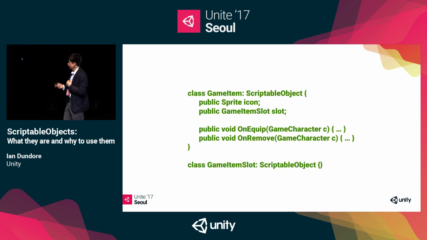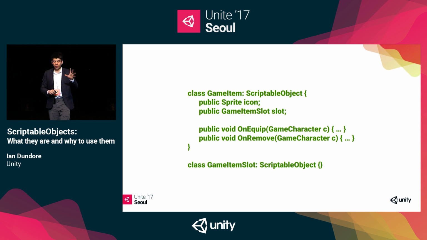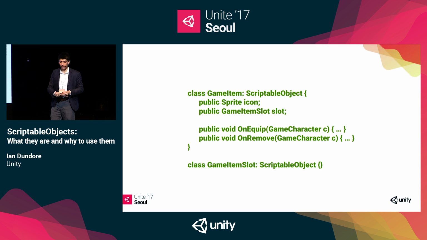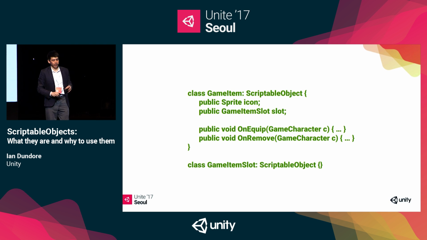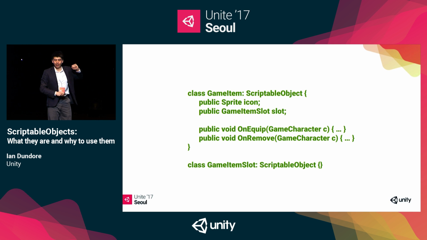So, I will create a very simple scriptable object class. This will tell us what the item's visual icon will be. That is a Unity sprite. We'll also have a field that tells us what slot this item will get equipped into. I will add two empty methods, and my other game code will call them as needed. One gets called when a character equips an item, and one that we will call when a character removes an item. Simple?